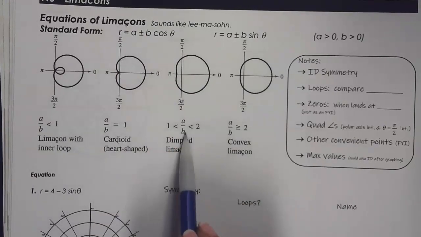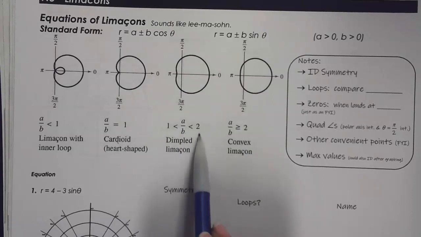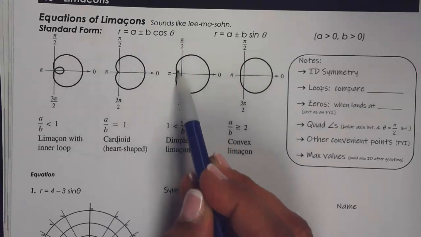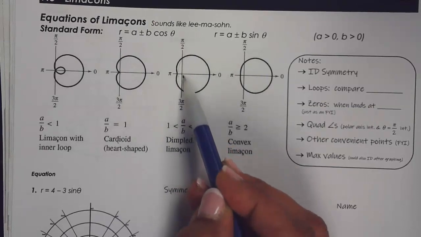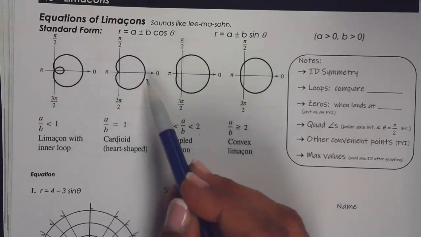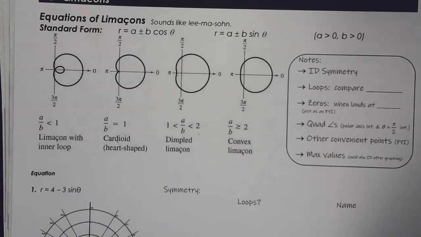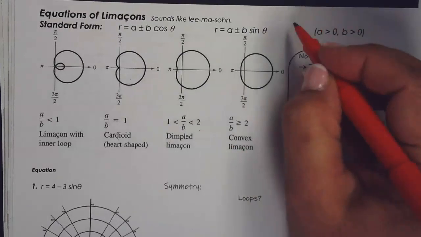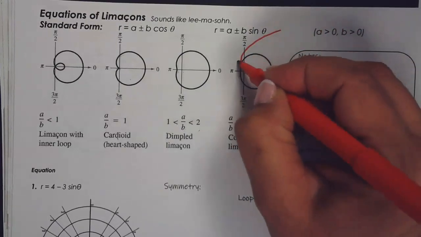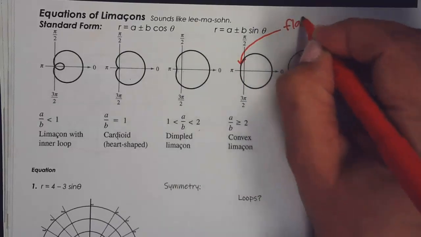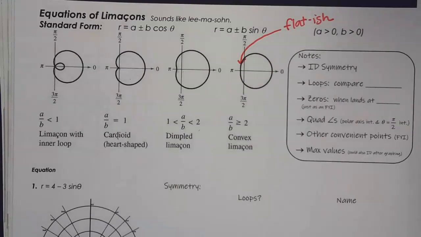Now, when your ratio is between 1 and 2, that's called a dimpled limacon. So it does curve in a little bit, but you see that the dimpled limacon doesn't quite make it to the pole. That differentiates the visualization from the cardioid. And then when we have this convex limacon, that's when a over b is greater than or equal to 2. And so like this side right here, it doesn't dimple in. I'm going to be really technical and call this flat-ish, okay?